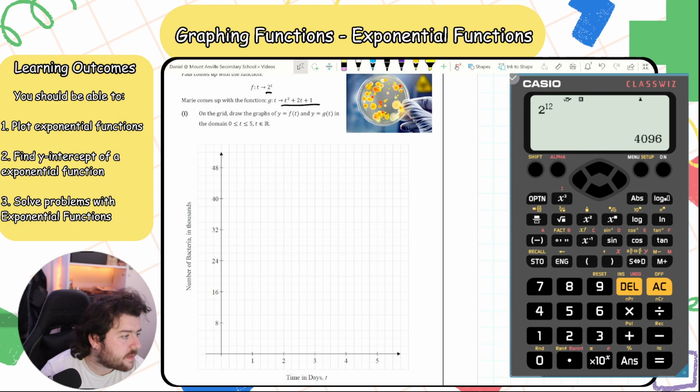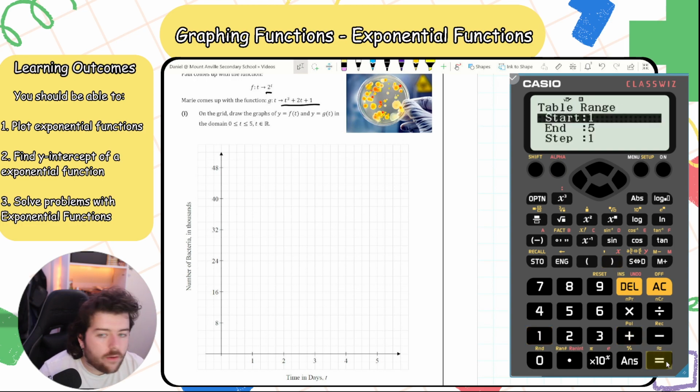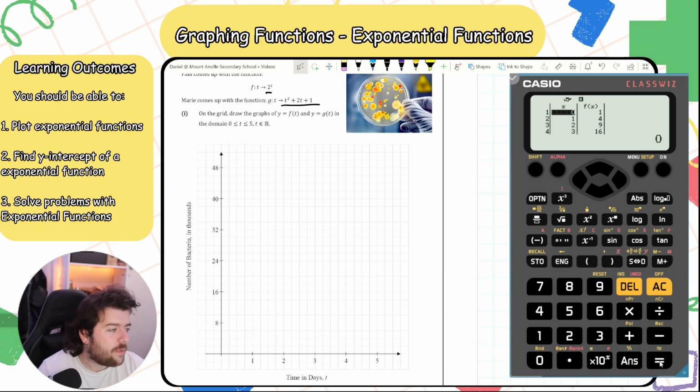Right. So, menu 3. I'll plot the quadratic first. So t squared, I'm not going to be using t, I'm going to be using x. X squared plus 2x plus 1. We're starting at 0, ending at 5, going up in ones.